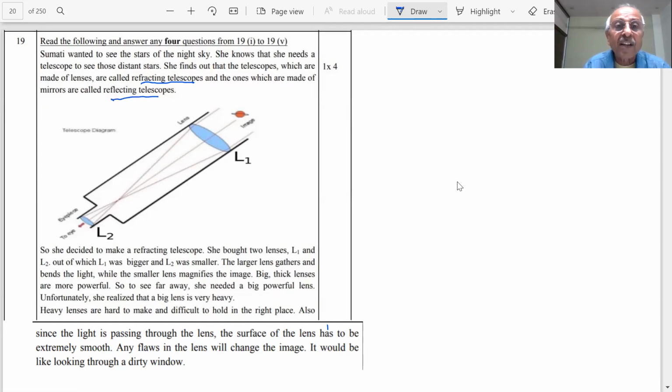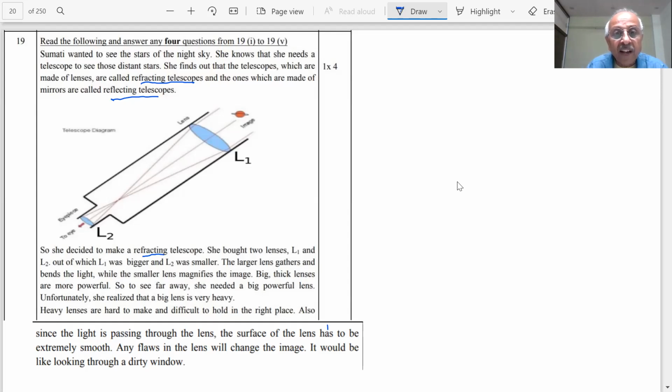You can see that this is a lens L1, which is a bigger lens, and L2 is a smaller lens as compared to this. Further, she decided to make a refracting telescope. A refracting telescope will need convex lenses, as you have seen here. There are two convex lenses which have been used. She bought two lenses, L1 and L2, out of which L1 was bigger. This L1 is a bigger lens because it is getting the light rays from infinity, and this is a point at focus where all the rays are converging, students.